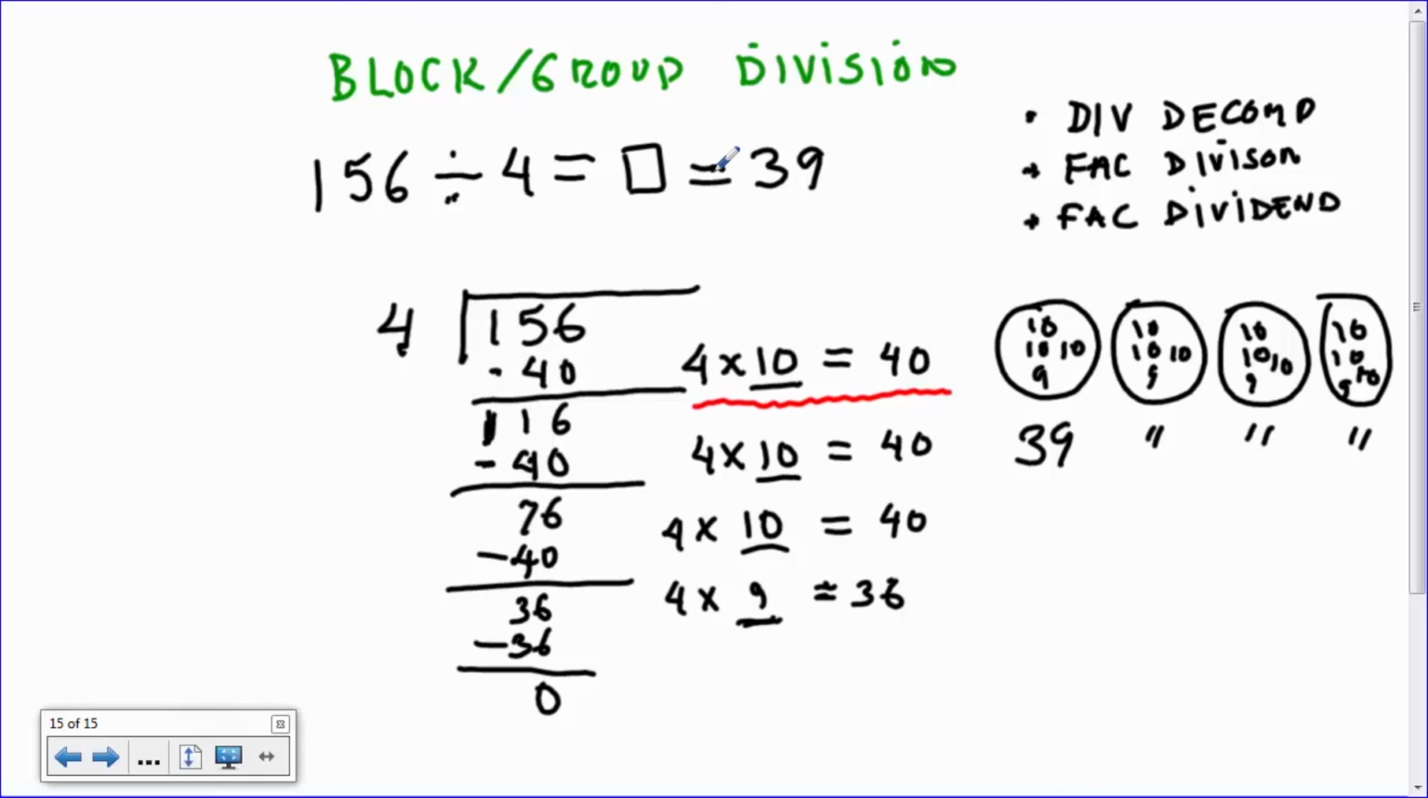It's really repeated subtraction, but I'm doing it in larger blocks instead of doing it 1 at a time or 2 at a time. Your kids get more comfortable using bigger chunks, bigger blocks, bigger groups. So let's do another one.